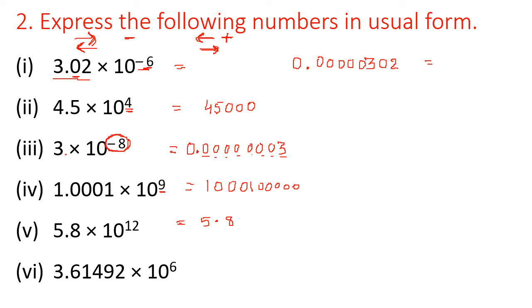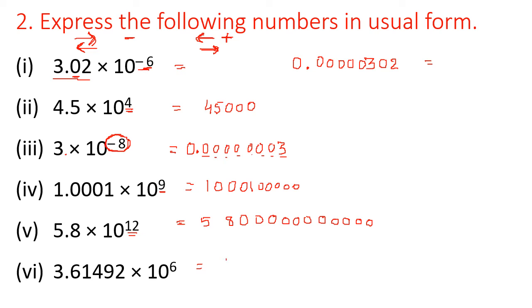Similarly, 5.8 into 10 raised to 12. Positive power, so move towards the right. 1, 2, 3, 4, 5, 6, 7, 8, 9, 10, 11 and 12. And what will you fill in the 12 places? 5 and 8 are given. So in the remaining 11 places, we'll put a 0 and we'll get this answer.